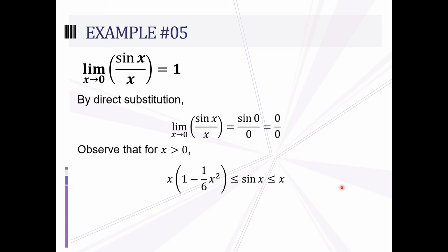However, kapag x natin is negative, okay, or less than 0, mababaliktad yung ating inequality. So we have sine x is greater than or equal to x, but less than or equal to x times (1 minus 1 over 6x squared). So we are actually looking at two cases here.